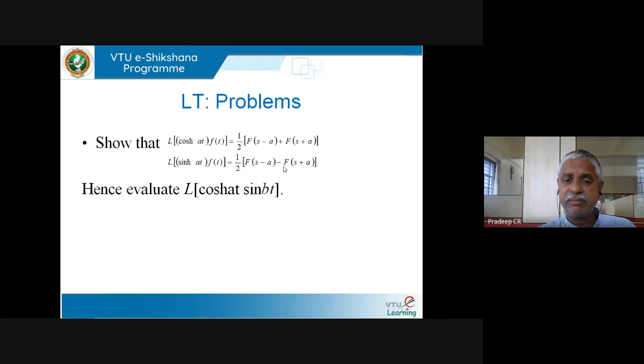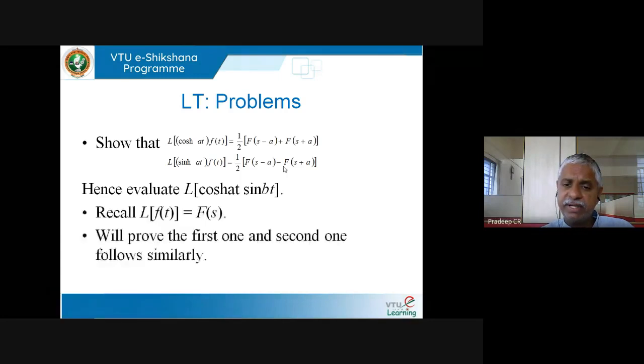First, let me do the first one. The first one says Laplace of cosh at f(t) is half of capital F of (s minus a) plus capital F of (s plus a). So this is the standard notation. I just told you, but I would not recall now. But this is pretty straightforward. Laplace of small f(t) is capital F of s. So let's do the first one.